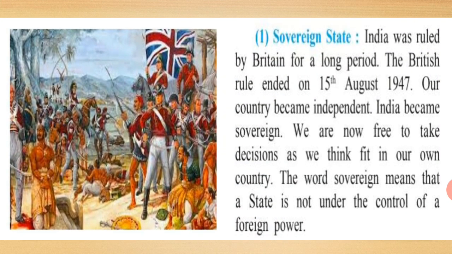India was ruled by Britain for a long period. The British rule ended on 15th August 1947. Our country became independent. India became sovereign. We are now free to take decisions as we think fit in our own country. The word sovereign means that a state is not under the control of a foreign power. So now we are not ruled by anyone else but representatives whom we ourselves elect.